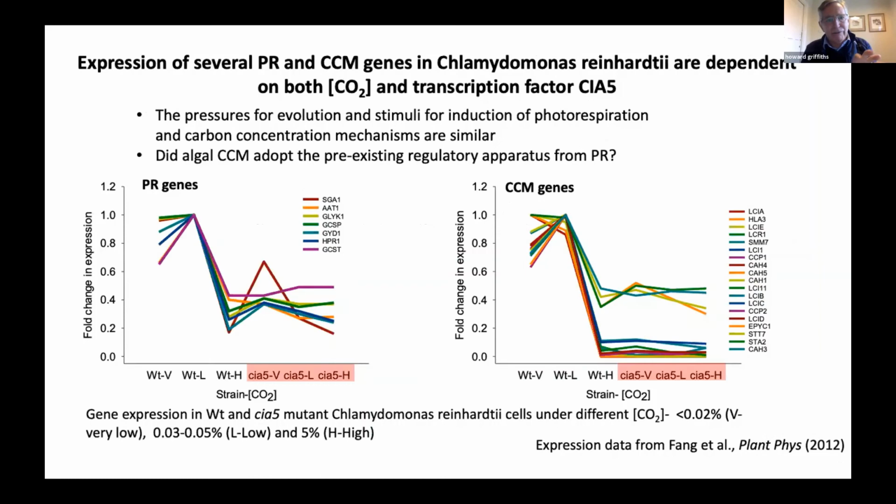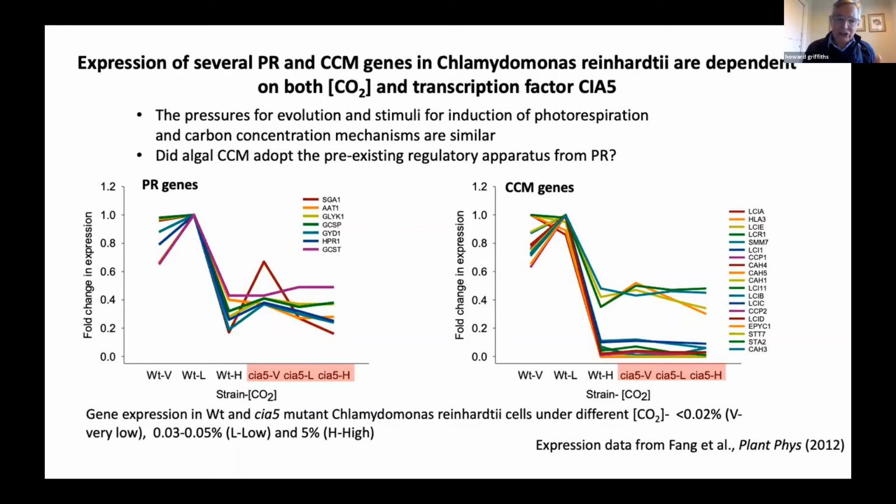So the question we've now looked at, or Indu has looked at in rather clever detail, is to look at the gene expression profile for the CCM genes and align them with those associated with photorespiration in Chlamydomonas. This is data taken from Fang et al. And what we see is a very close parallel between photorespiratory gene expression and our core CCM genes.